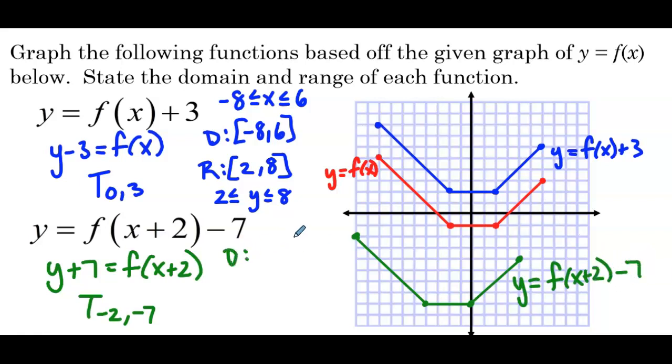And domain, working from left to right, we're going from -10 all the way to 4, and the range, we're going from lowest is -8, highest is -2, so -8 to -2.